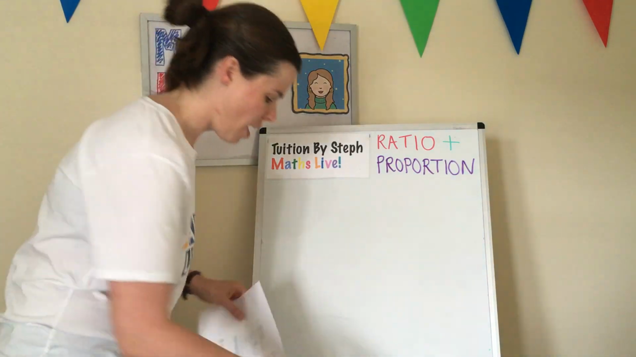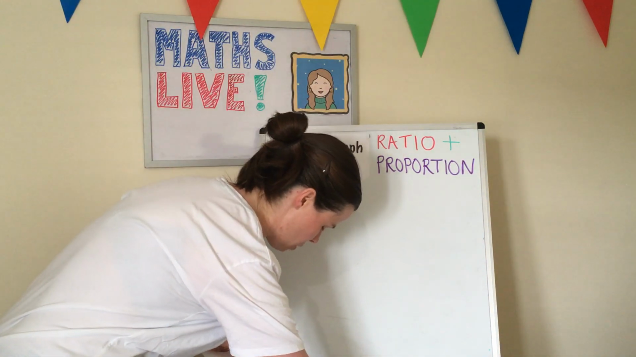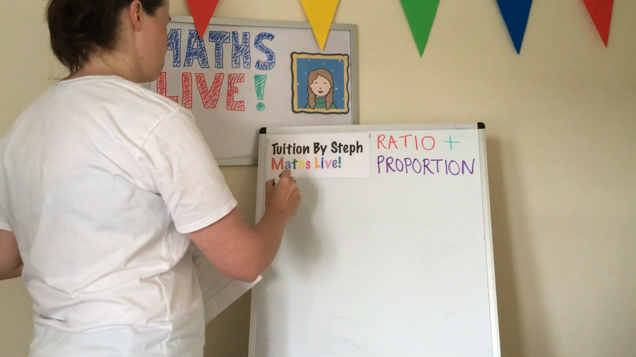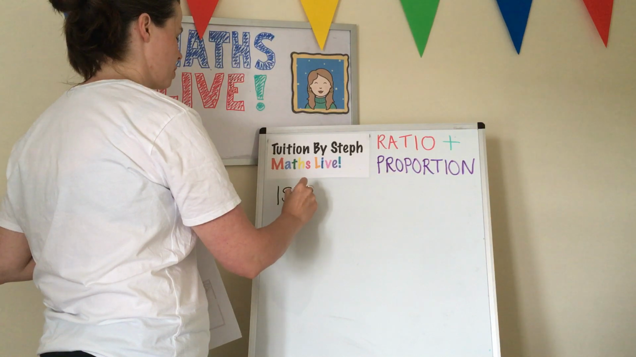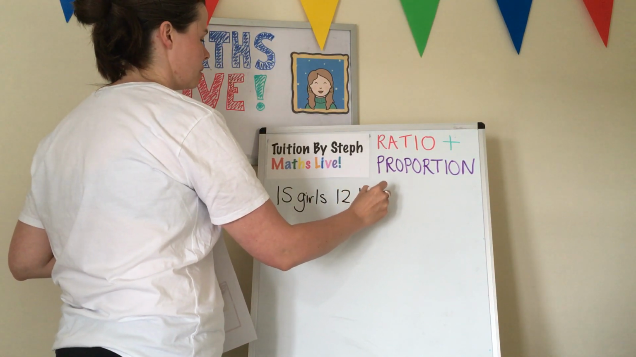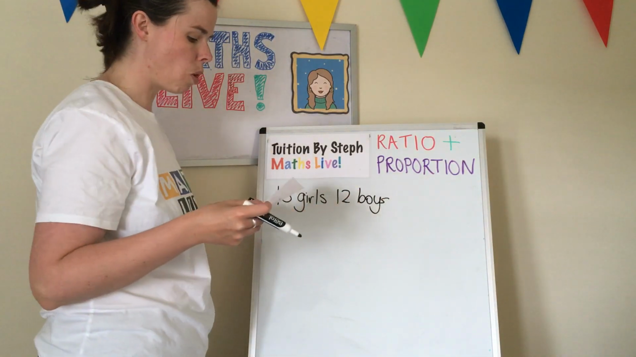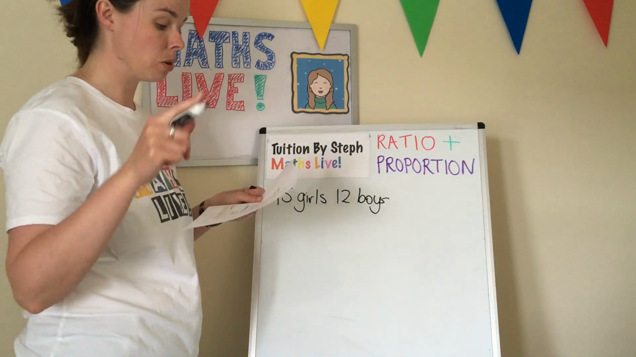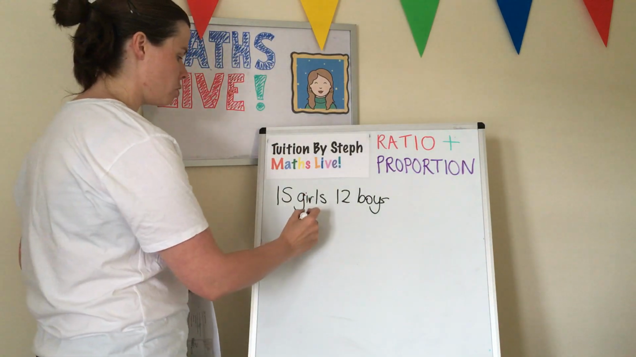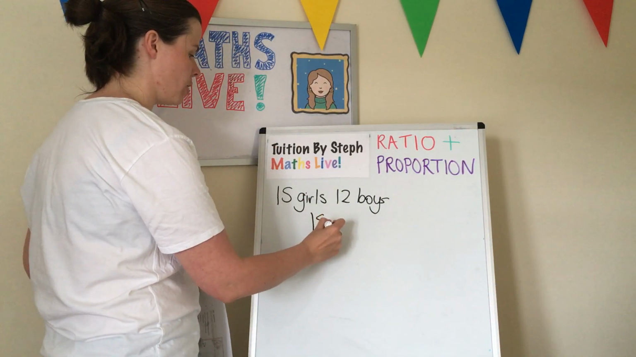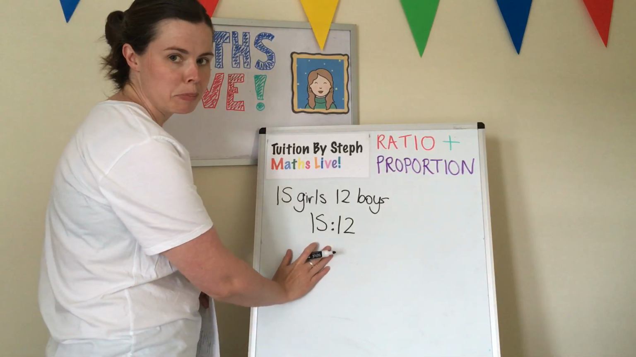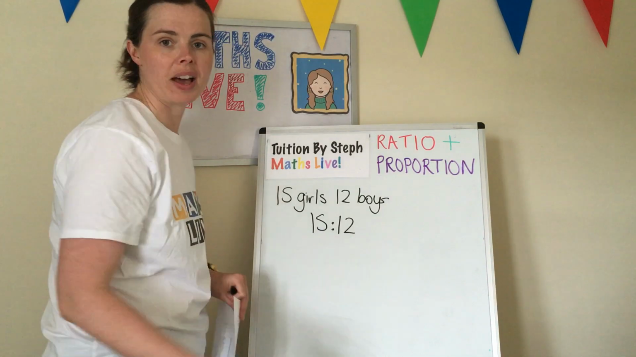So question 1 on the challenge question was, there are 15 girls and 12 boys in a class. The question says, what is the ratio of girls to boys? Give your answer in its simplest form. So girls to boys, so the ratio is 15 to 12. But we need it in our simplest form, like simplifying fractions, okay?